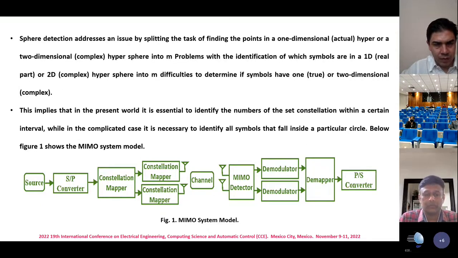Here is the basic MIMO system model: source, destination, and between them the constellation mapper, channel, and MIMO detector. Here we use various methods for modulation and demapping. After modulation mapping, whatever the modulation, BPSK or QAM, is mapped, and at the receiver end it is recovered again using the demapper.